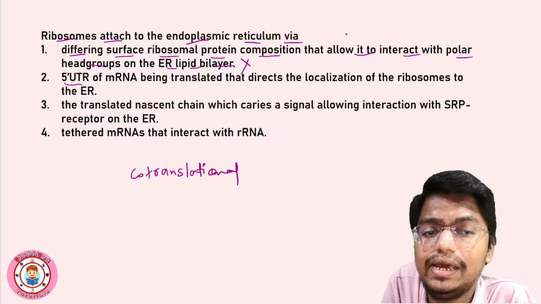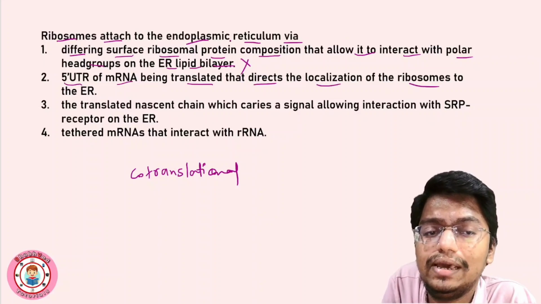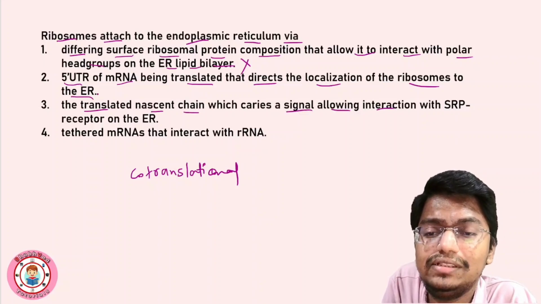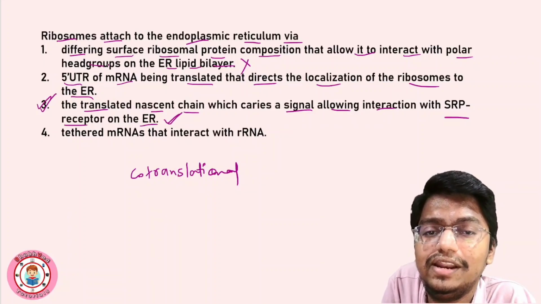5' UTR of mRNA being translated that directs the localization of ribosomes to the ER? No, 5' UTR का रोल नहीं है. Next, translated nascent chain which carries a signal allowing interaction with SRP receptor on the ER. Yes, SRP receptor का binding होता है. Right. See, this is the correct answer. Okay, this is the correct one.